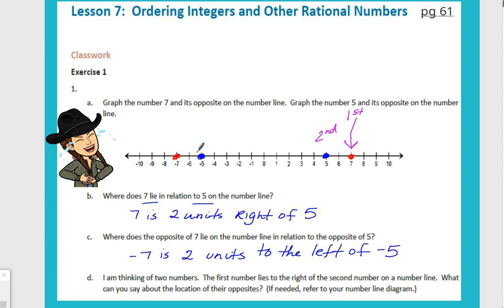What do you notice about negative 7 compared to negative 5, which is what we just did? Yeah, instead of my first number being to the right, the second number is to the left.